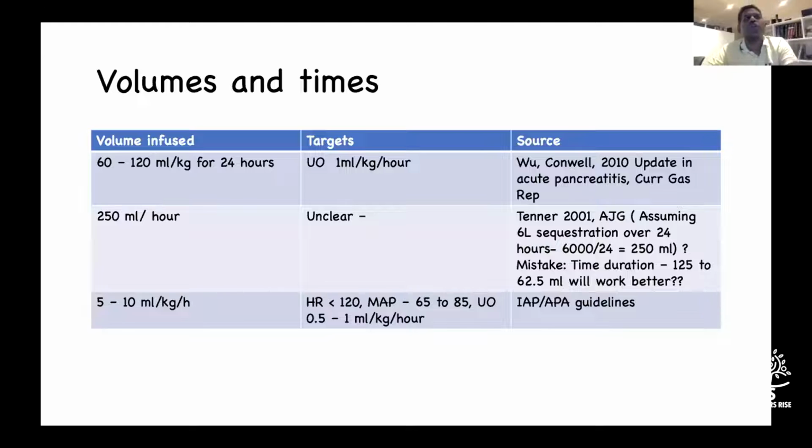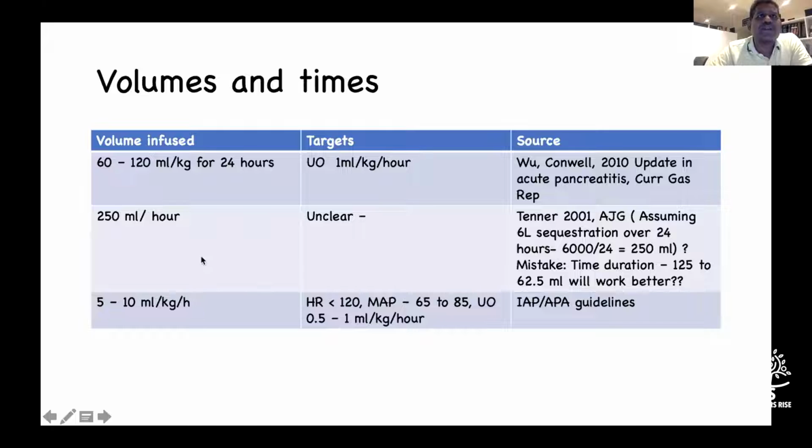Now, how much volume to give? I told you, Wu and Cornwell, in the 2010 update in Current Gastroenterology Reports, have suggested a volume infused of about 60 to 120 ml per kg for 24 hours. And the Japanese targeted the same thing, which I've been using for a long time, 1 ml per kg per hour. And that's a very good flow.